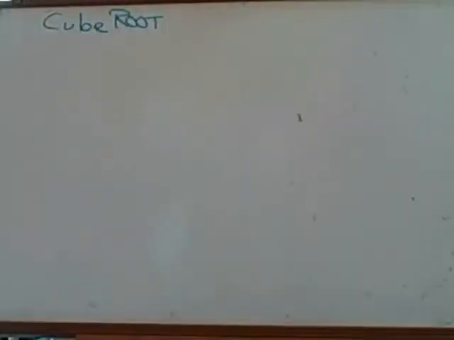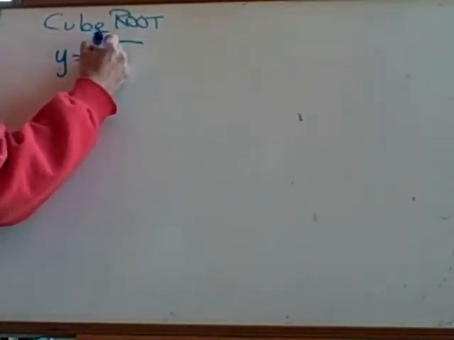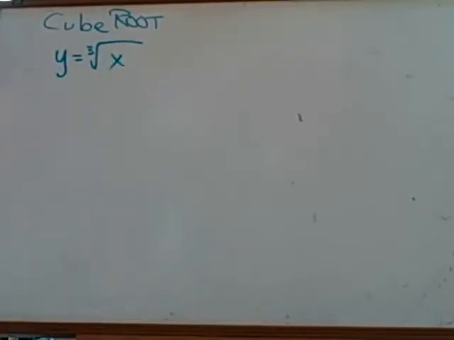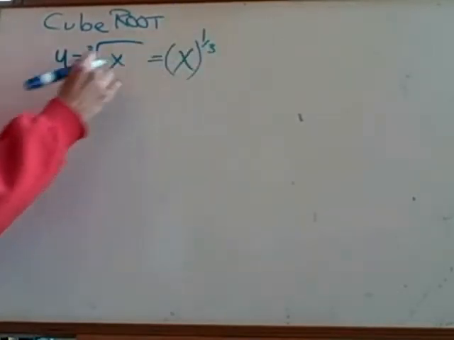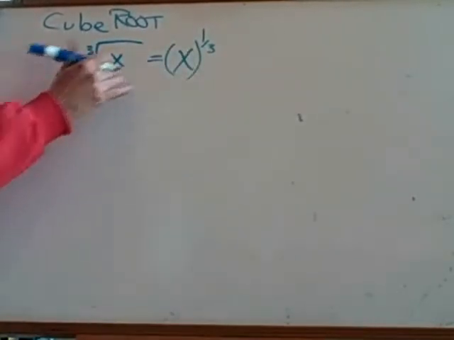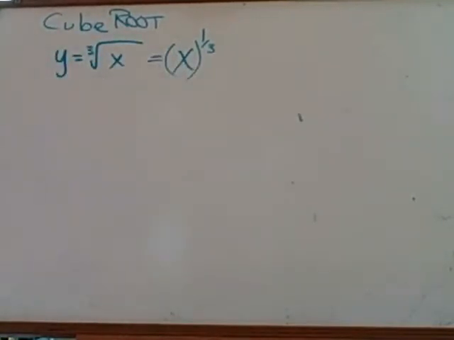Okay, we are on parent functions, and we're looking at the cube root. Your parent function for this is y equals the cube root of x. When you write it as a rational exponent, it could also be written as x to the 1/3. These are identical. This is called rational form. This is called radical form, right?